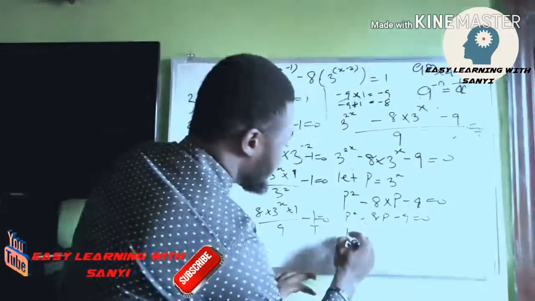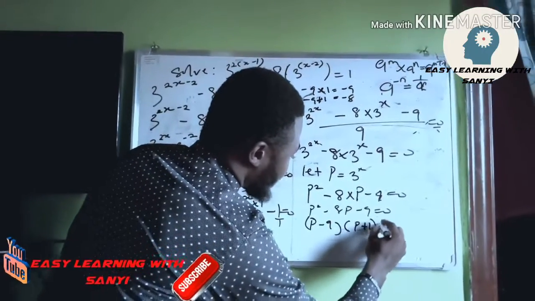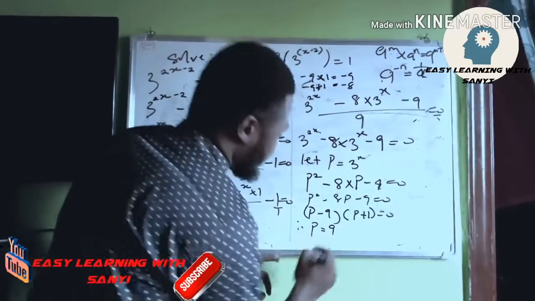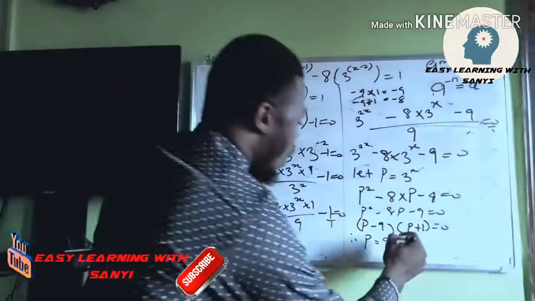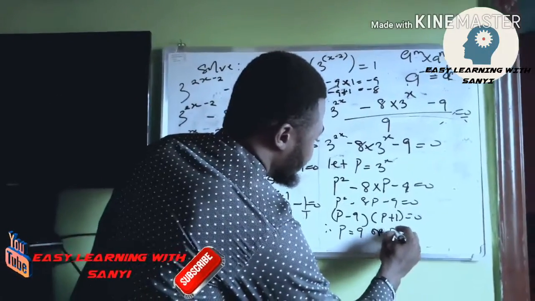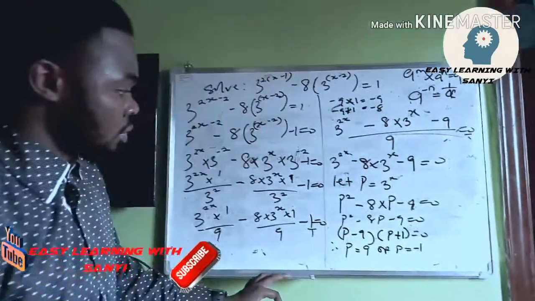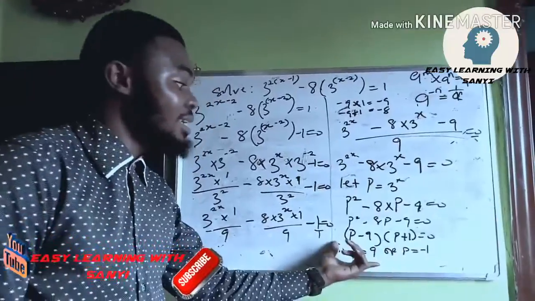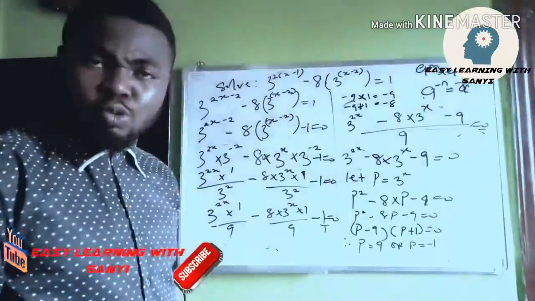So you have p minus 9 and p plus 1 equals 0. Therefore, p minus 9 equals 0, it means that p equals 9. Or p equals what? Minus 1. So from here, this one has no answer, but this one has the answer. The negative you ignore. They have no answer, but the positive answer, p equals 9.